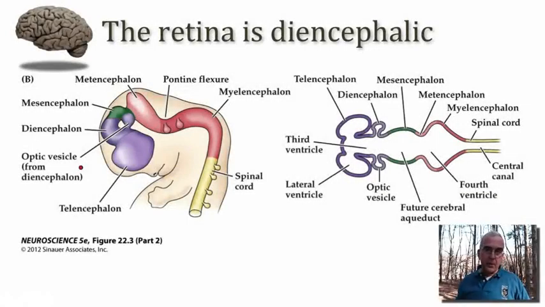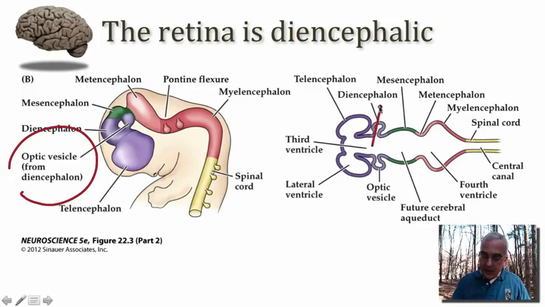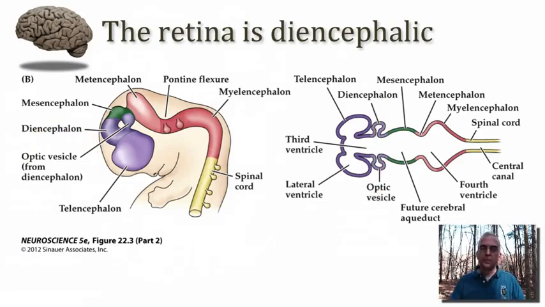Let's begin by reminding you that the retina is an extension of the brain. It's diencephalic. It arises from the lateral aspects of the diencephalon in a formation called the optic vesicle. This optic vesicle grows out from the diencephalon, and it interacts with other tissues that form the eye. And this optic cup goes on to form the posterior layers of the inner surface of the eye, including the pigmented epithelium and the neural elements of the retina.